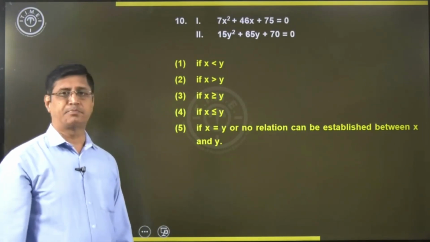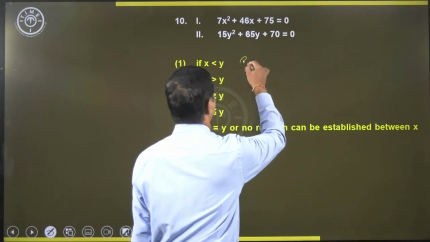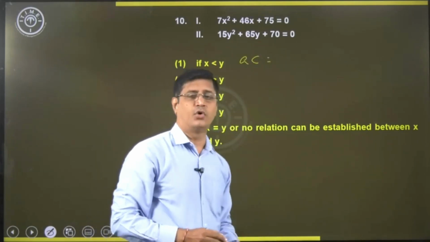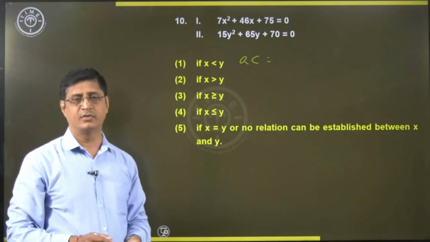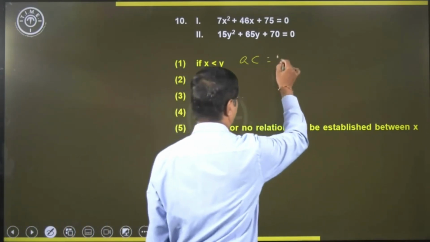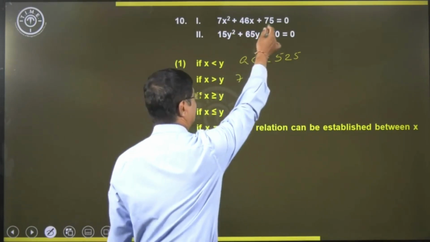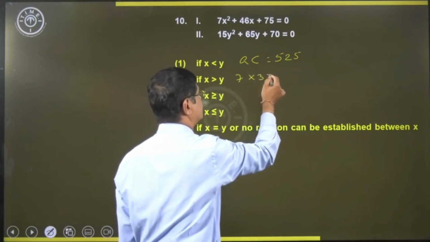7x square plus 46x plus 75 is equal to 0. A into C. Dear student, just observe. 7 times 70 is 490. 490 plus 35 is 525. Okay. Now what I am doing here, 7 as it is 7, here I am expressing 75 as 3 into 25.